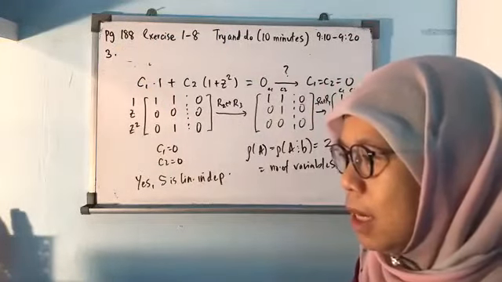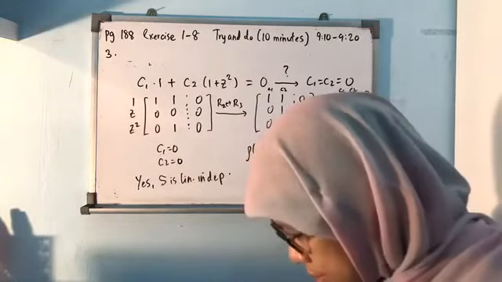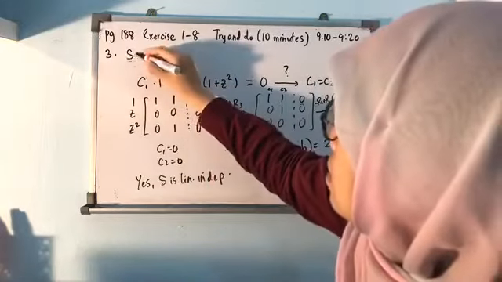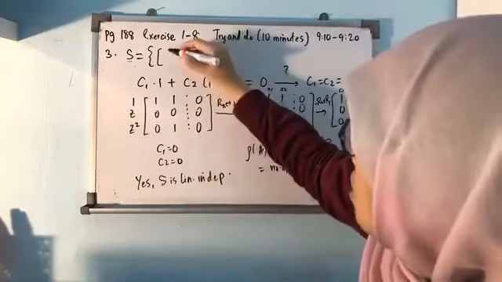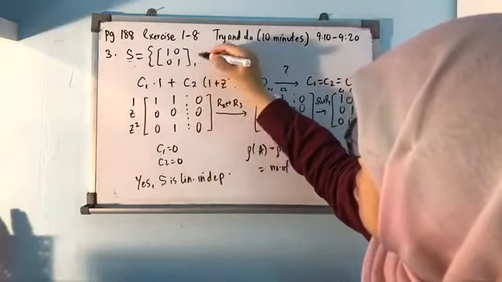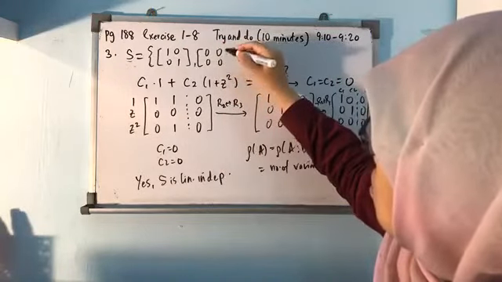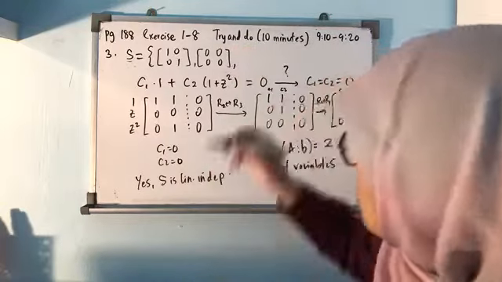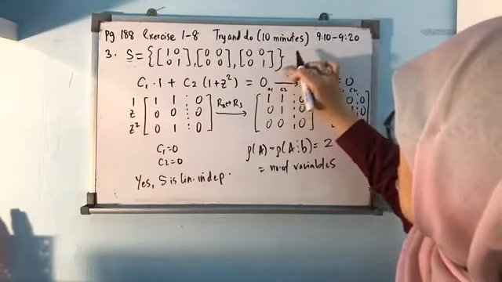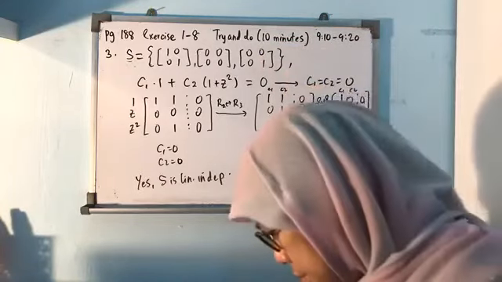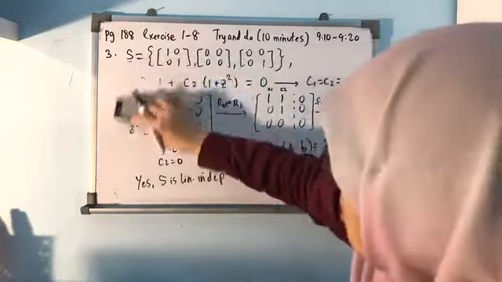Okay, we go to number 3. Brian macam mana dapat nombor 9 tu? I'm still curious because I don't see it. S equal 1 0 0 1, 0 0 0 0, 0 0 0 1. Okay, so I erase.